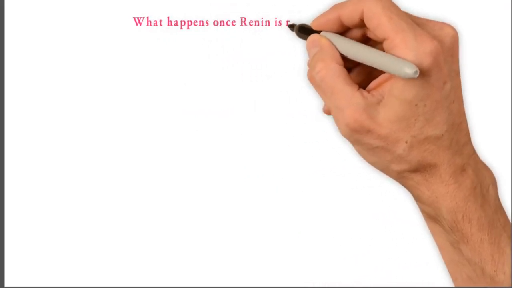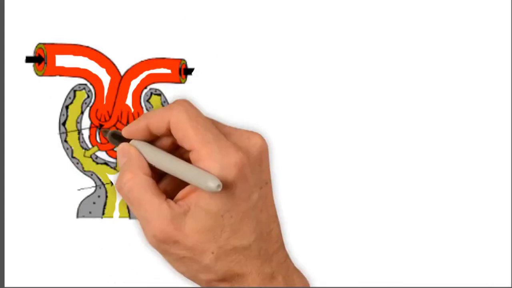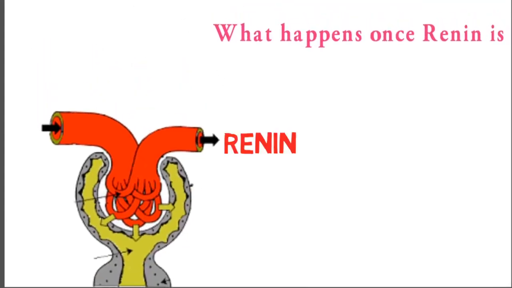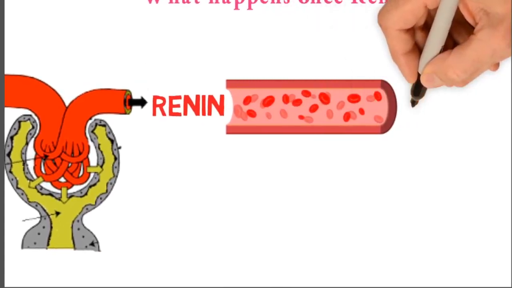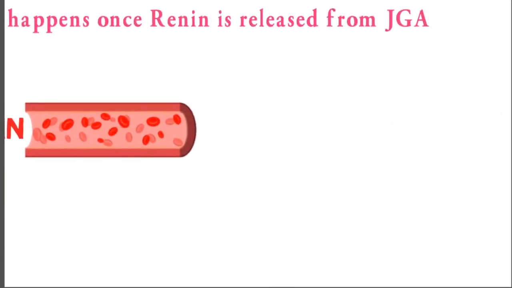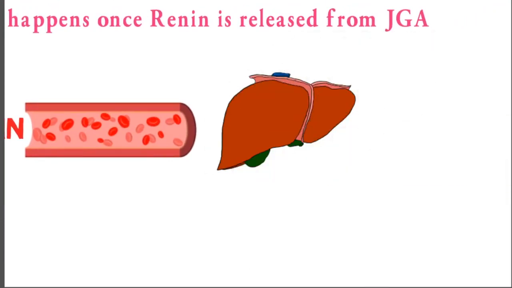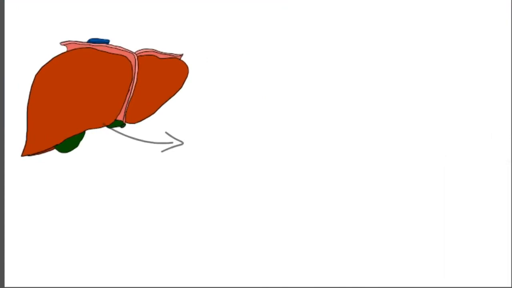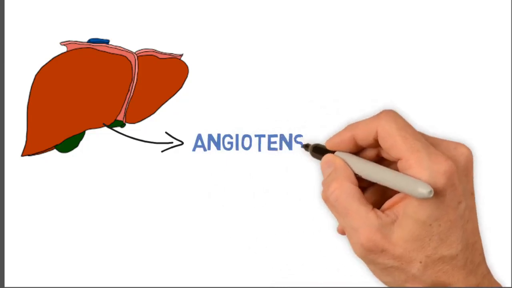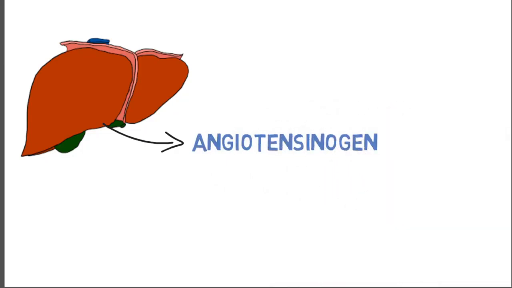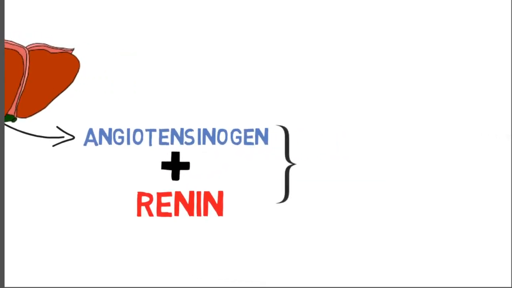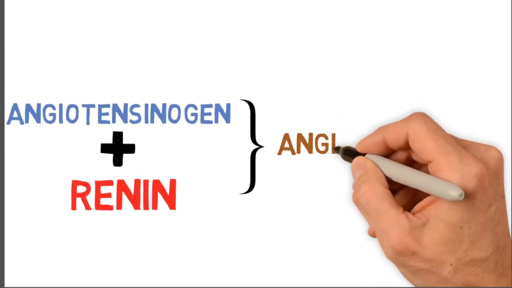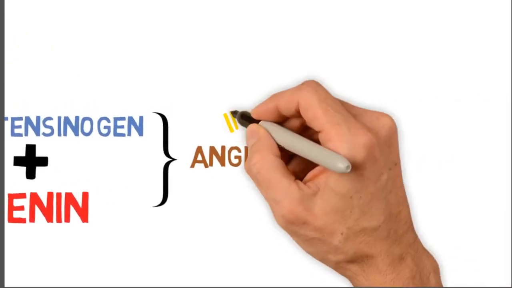Now, what happens once renin is released? Once the renin is released, it moves into systemic circulation, and we all know that the liver is a hub of synthesis of several proteins and enzymes. It synthesizes a special protein called angiotensinogen. This angiotensinogen is converted into angiotensin 1 by renin. So renin converts angiotensinogen into angiotensin 1, which is inactive in nature.